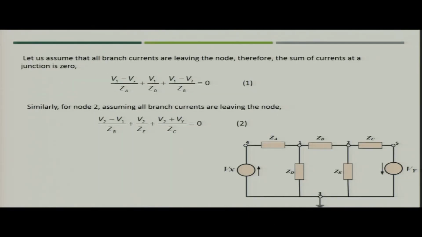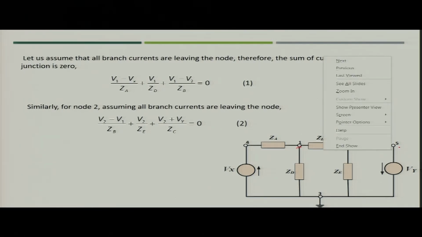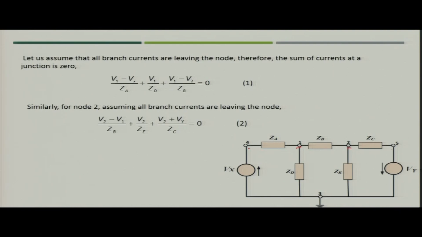Now, how will we carry out this operation? Let us assume that this is the circuit which we saw previously, and we will apply nodal analysis and try to find the values of node voltages V1 and V2, and then accordingly you can find the voltages and currents for V5 and V4 and the currents flowing in the branches.